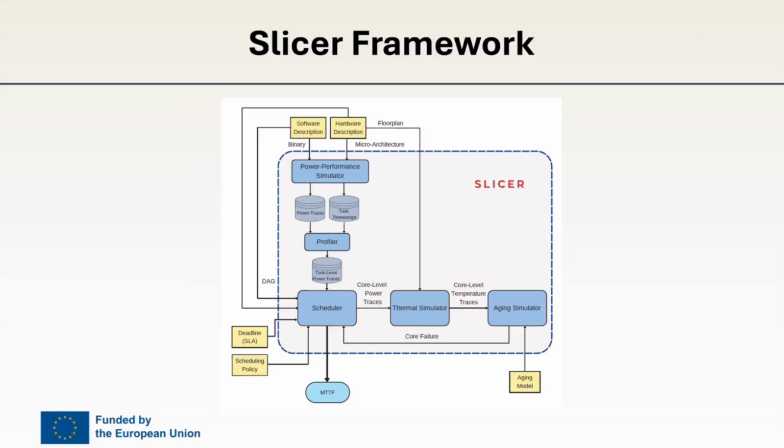And to do this, we created a framework called Slicer, which is built on the Hot Sniper tool, which George also talked about with Hot Proton. So they are related. Basically, we used trace-based simulations in our Slicer framework based on this Hot Sniper tool, where we have a scheduler which reschedules the workload, and then we have thermal simulations and an aging simulator, and all of this works together. The user provides a software description, hardware description, SLAs, and scheduling policy, and the framework can give you the mean time to failure.